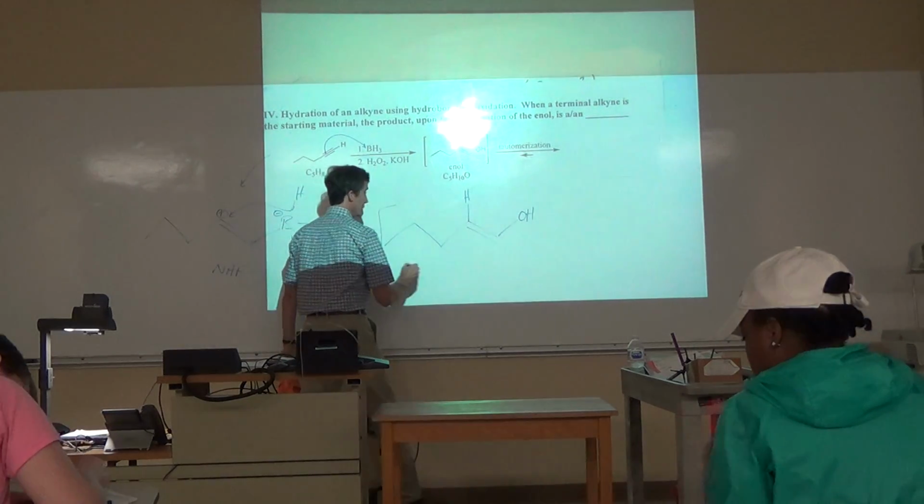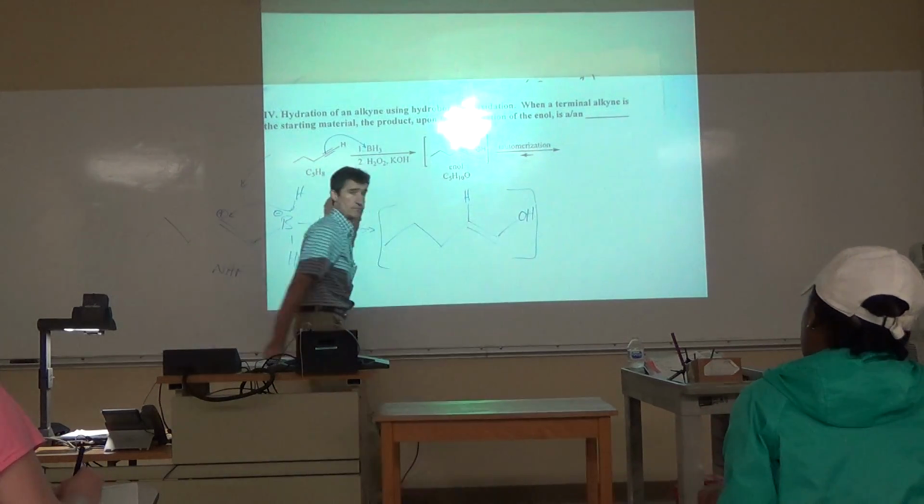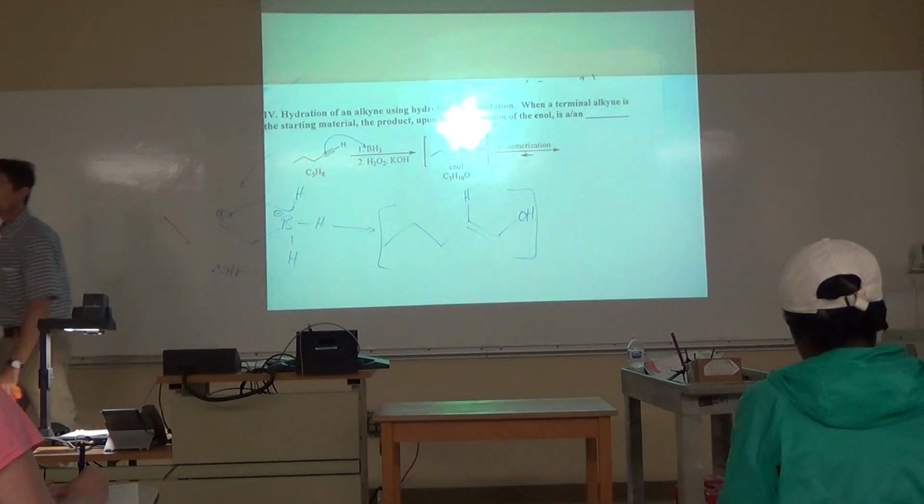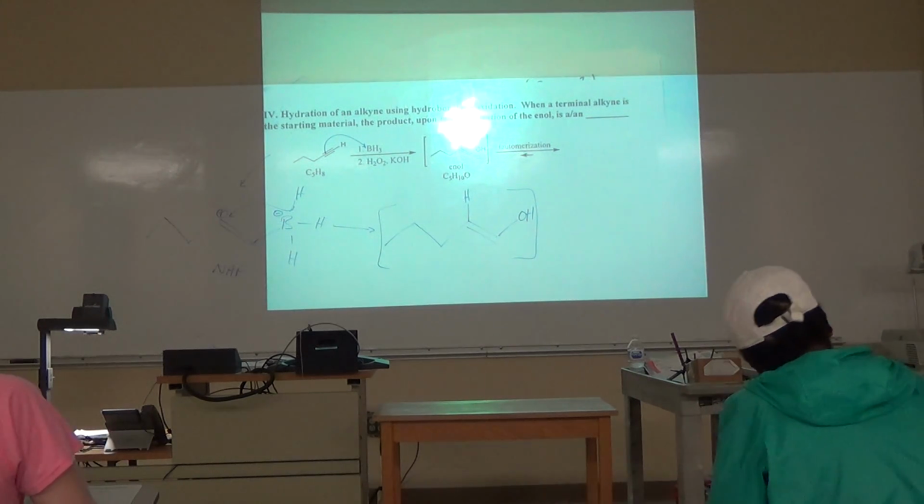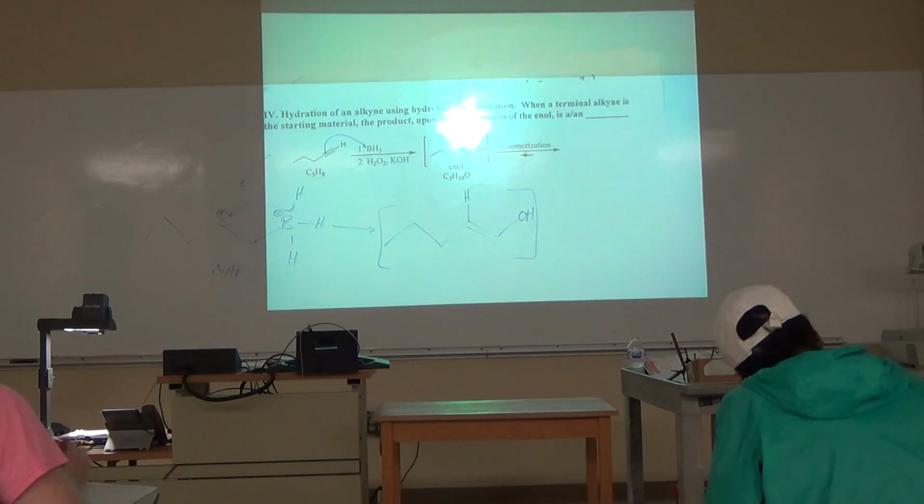But what do we know about enols? They're unstable, right? They undergo a process called tautomerization. That's just a rearrangement where we relocate a single H. Okay? What's the product going to look like?